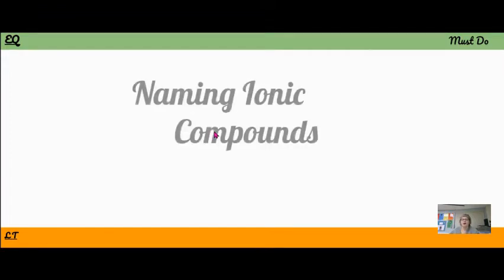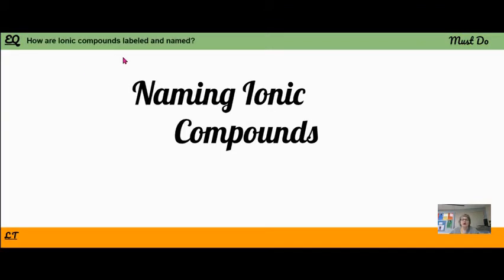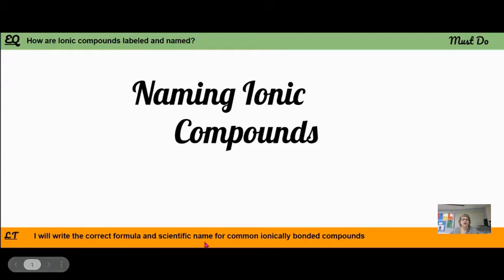Okay, so here we are again, Hawks, and we've been able to write our chemical formulas for our ionic bonded compounds, right? So now how about we give them a name? Let's figure out how we give something a chemical name. Naming ionic compounds: how are ionic compounds labeled and named? I will write the correct formula and scientific name for common ionically bonded compounds.